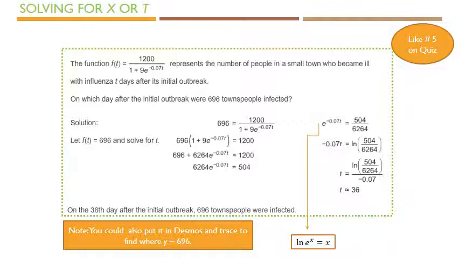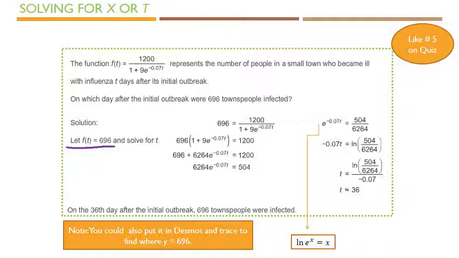All right, on number 5, you're going to solve for x or t. Sometimes there's an x, sometimes there's a t. If it's a time formula, if it has to do with time of some sort, then you're going to have t. If it's not time, then you're going to have x. Now, you can either plug the number in. So you're going to let f of t equal 696.